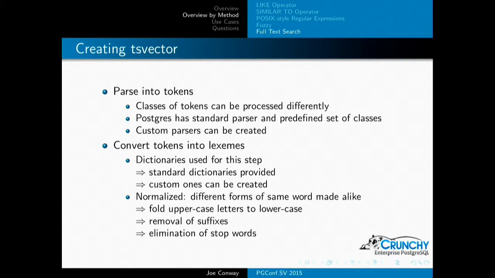When you create a tsvector, basically what happens is that your document gets parsed into tokens. There's standard parser support that comes along with Postgres for that, but you can create custom parsers. Those tokens are then turned into lexemes. What that process means is the word gets stemmed and stop words get eliminated. There's also some prefixing and suffixing. Suffixes can get removed, and also case folding happens.